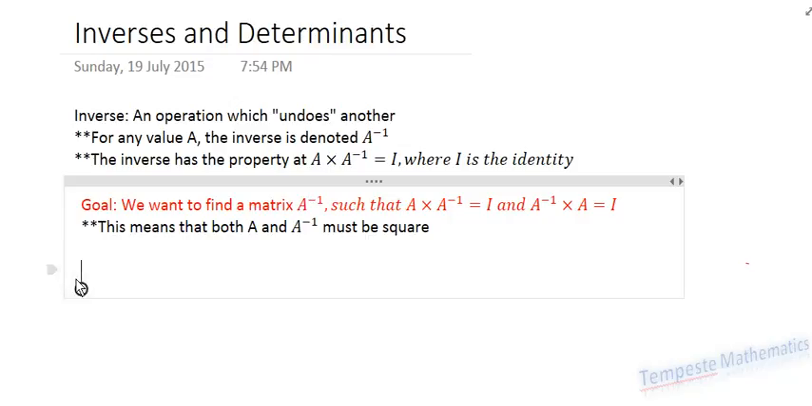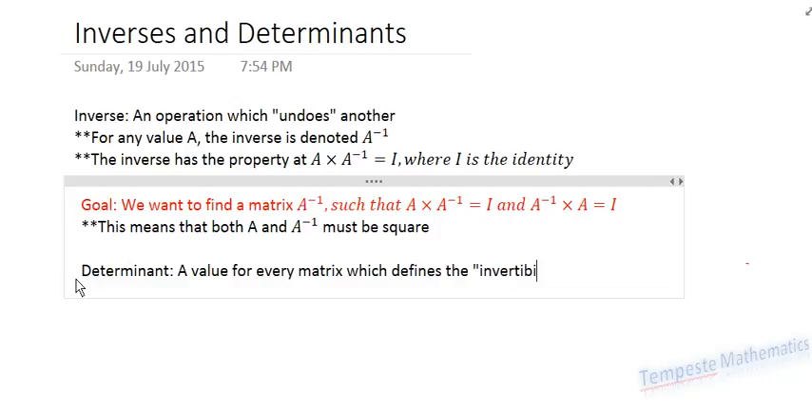So we've got another definition for today, and it is the determinant. It's a very important sounding word. The determinant is a value for every matrix which tells us whether we can invert it or not. So does it have an inverse? I'll talk about how we can determine that in just a second, but it is a value for every matrix which defines the invertibility, so whether you can find the inverse or not.